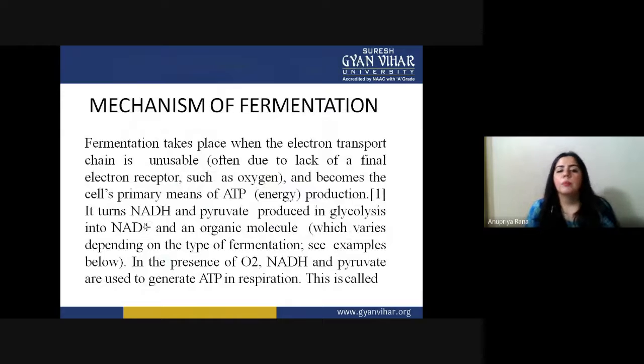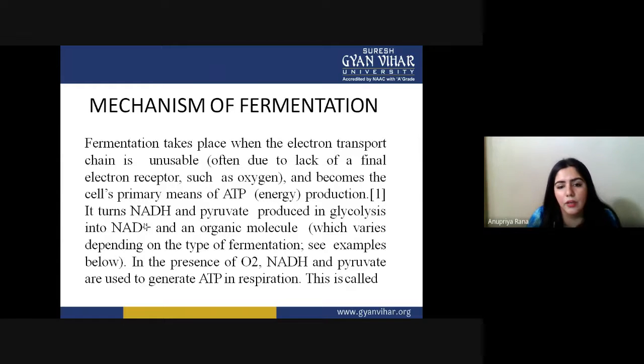Mechanism: fermentation takes place when the electron transport chain is unusable, often due to lack of final electron acceptors such as oxygen. So basically the electron transport chain is for producing ATP, but if it does not have the final electron acceptor, oxygen, it is not going to work. So fermentation becomes the cell's primary means of ATP production.